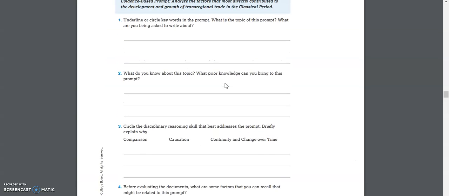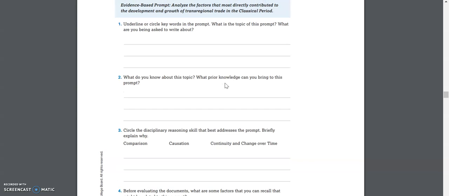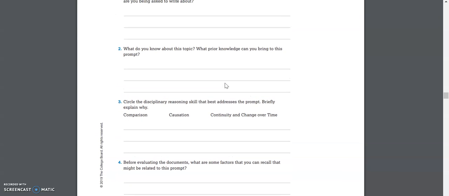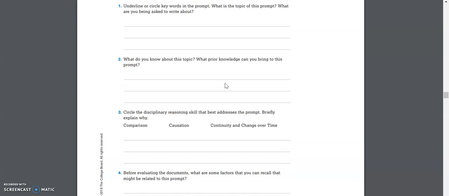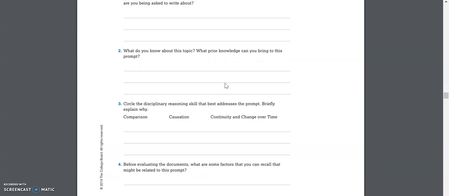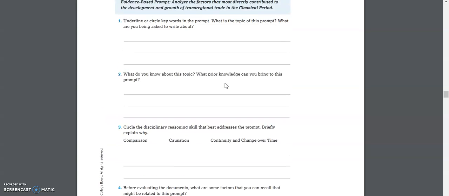So numbers 1, 2, 3, and 4 are for you to answer. You should complete this by Wednesday or Thursday. It needs to be completed, ultimately, by Thursday at 9 p.m. Anything you do after that will be considered late. And that is all.